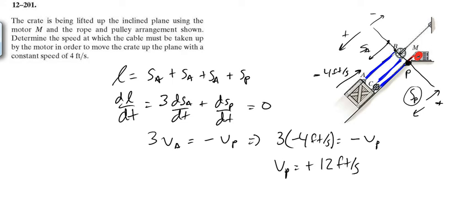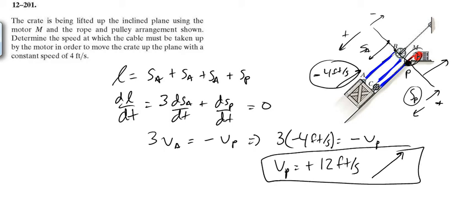And from this P point, we defined the plus for this section to be in this direction. So the velocity of the cord, when this crate is moving up 4 feet per second, is that this length of rope is moving at 12 feet per second in the plus direction. So this way, you're basically taking this section and defining it along this SA coordinate, and then taking this section and defining it by this P coordinate.